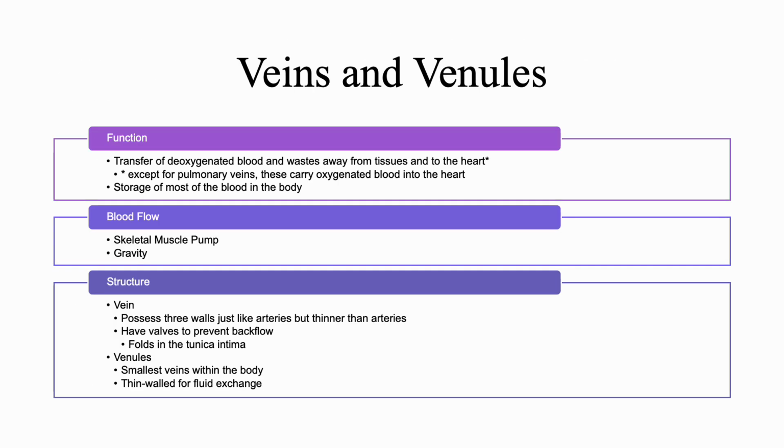Now we can discuss specific types of blood vessels, starting with veins and venules. Veins and venules return blood back to the heart. In most cases, they transport deoxygenated blood away from tissues, although pulmonary veins are an exception since they carry oxygenated blood from the lungs into the heart. Veins also act as blood reservoirs and contain most of the body's blood volume at any given time.